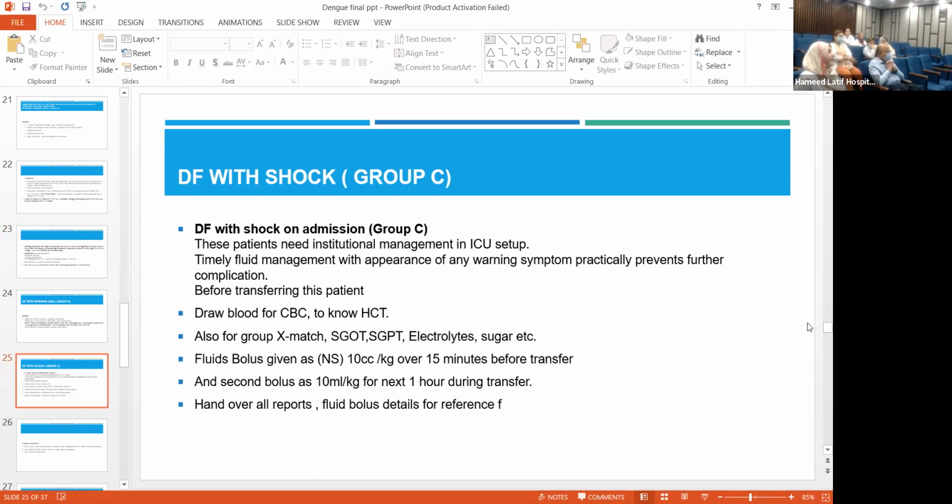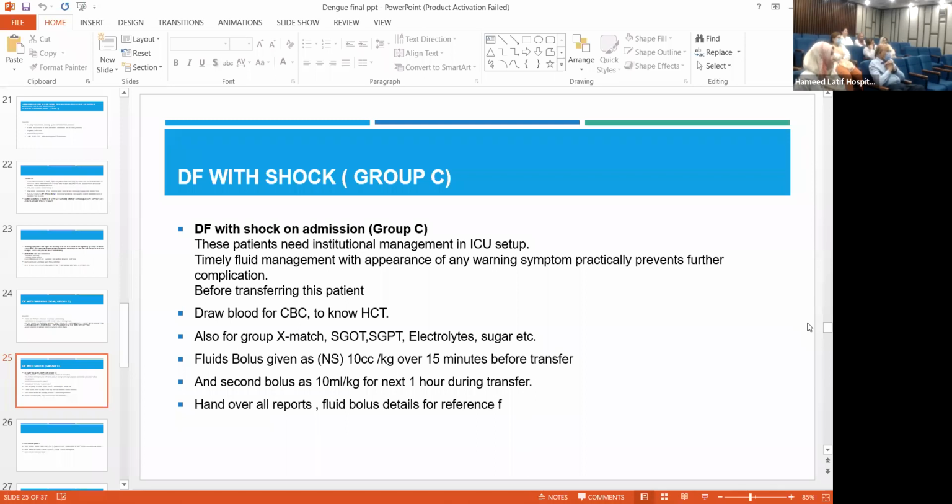Now, if dengue fever is occurring with shock, this comes in group C, and the management varies. These patients need institutional management. Shift the patient to the ICU setup, and timely fluid management should be started, with the parameters of any warning signs.